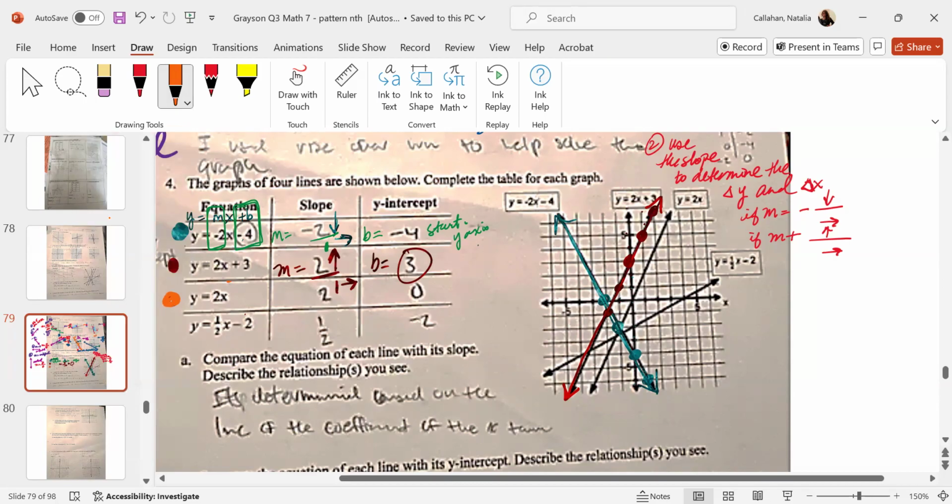Your b should be here, but there's no b, so it's 0. Your slope is in front of the x, which is 2 over 1, which means you go up 2 to the right 1. Start at 0, go up 2 to the right 1, and keep going. That's your line.